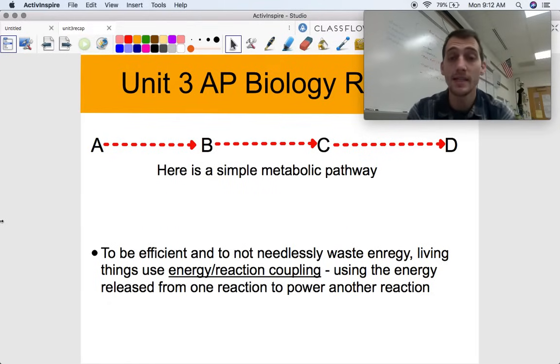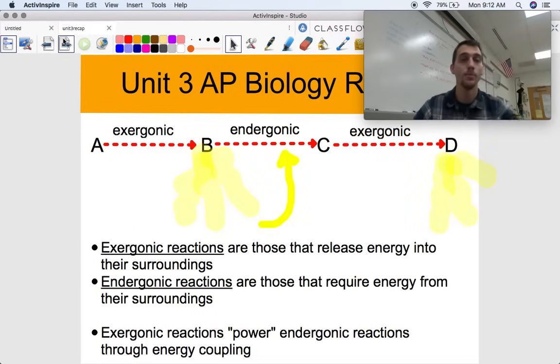To be efficient and not to needlessly waste energy, because you need a constant positive gain of energy, living things use energy coupling, or reaction coupling, using the energy released from one reaction to power another reaction. So it's really kind of simple. If one reaction releases energy or causes a net output of energy, it's called exergonic. And if a reaction causes a net loss of energy, or it requires more energy than what it's going to release, it's called endergonic. And simply put, exergonic reactions, those that release energy, are used to power the endergonic reactions.